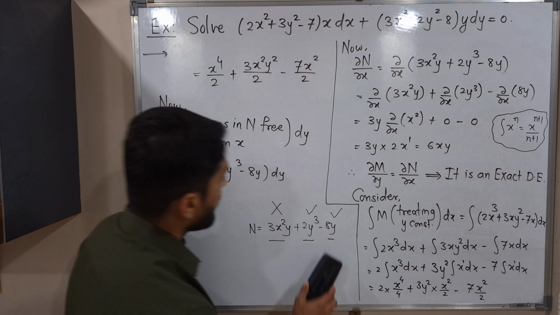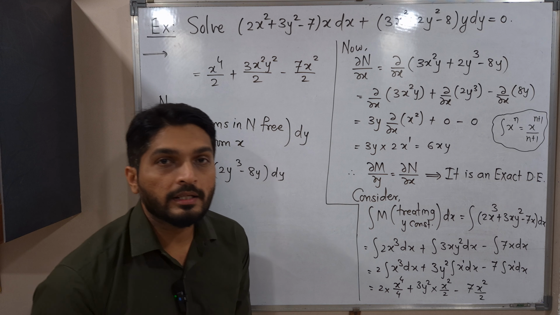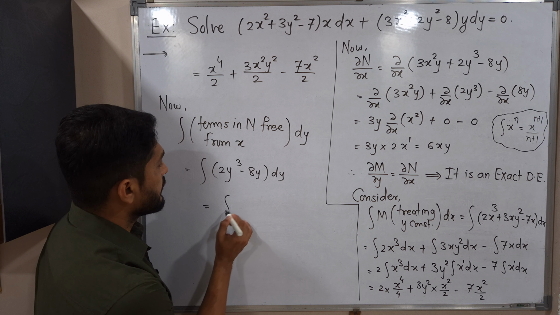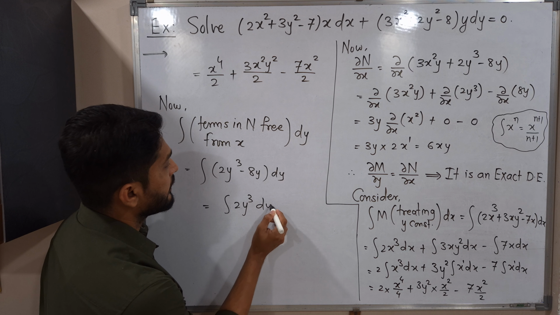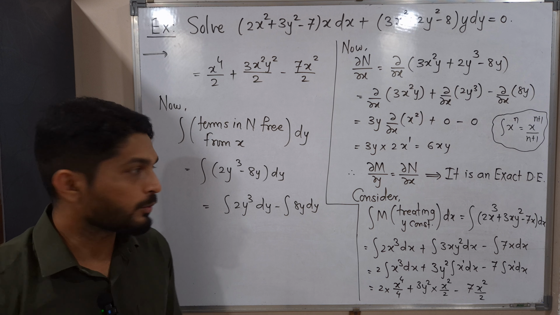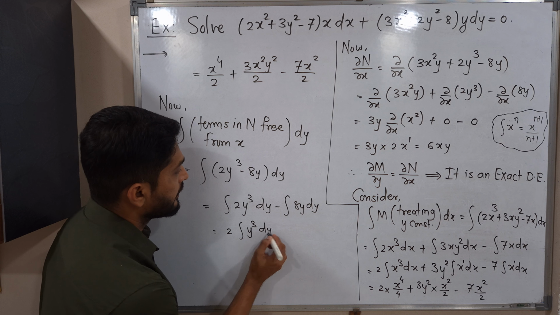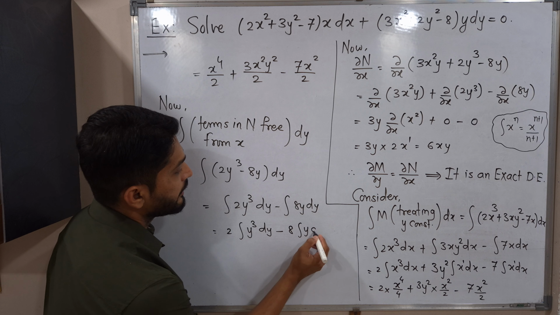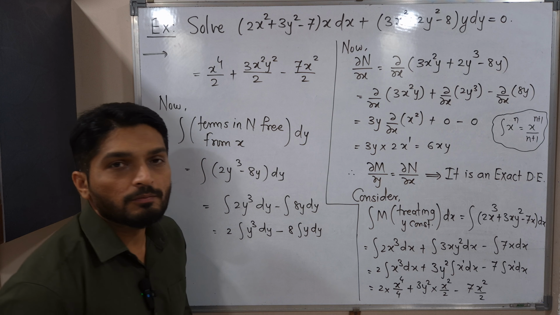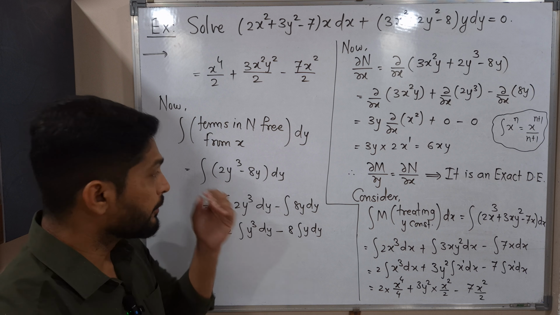Again 2 terms are there. So when we integrate, I will take separate integrations since the minus sign is there. Integration of 2y cube dy minus integration of 8y dy. Always we take constants outside. 2 is a constant, you can take it outside: y cube dy. 8 is a constant, you can take it outside: y dy. Okay, so again I am going to use the same formula. When we solve differential equations, we frequently use this formula.